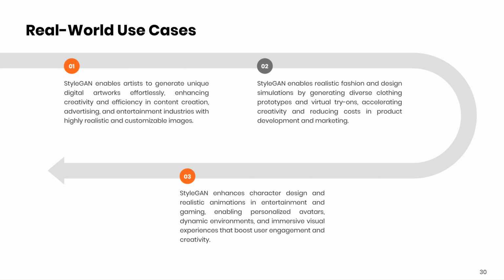First, artists, advertisers, and entertainment studios are increasingly able to generate convincing images at speed, enabling rapid ideation and iteration. StyleGAN lets teams explore a wide range of visual concepts from mood boards to poster compositions and social assets without starting from scratch on every frame.